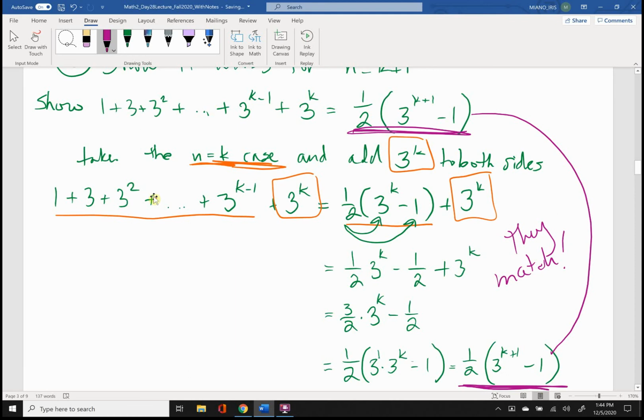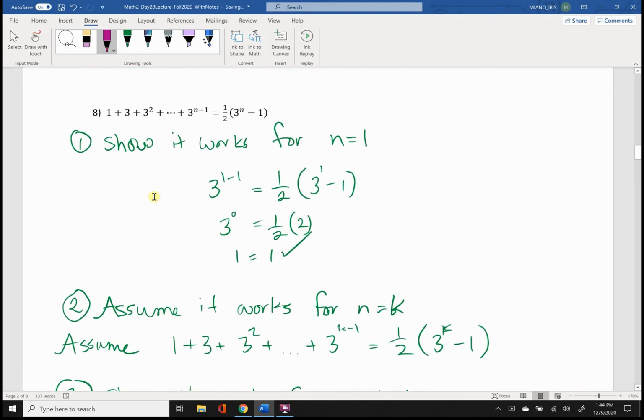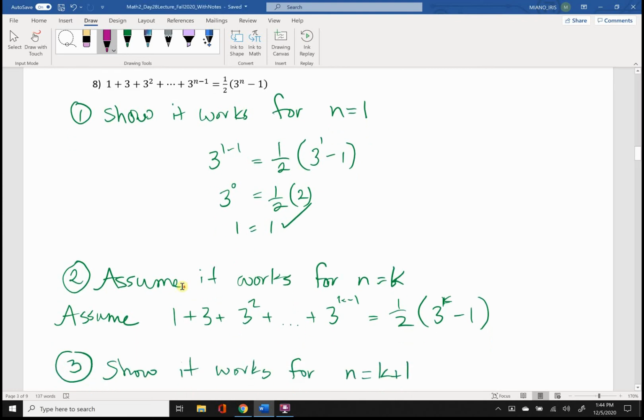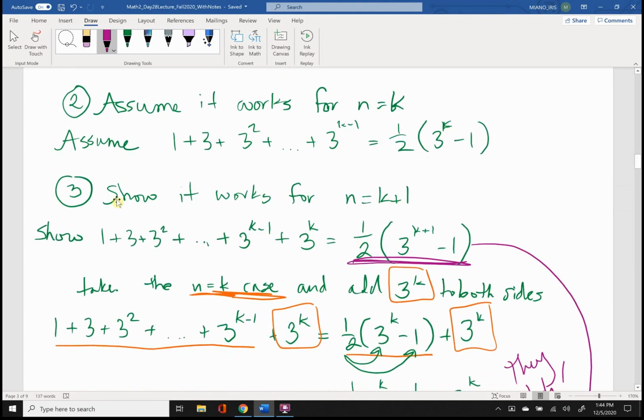Okay, so again, let me reiterate the process because it's kind of a lot. For any relationship that we want to prove using the principle of mathematical induction, we first want to show that the relationship holds for n equals 1. Then you assume that the relationship holds for n equals k. So just write down that same relationship that you were given, replacing all the n's with k's. We're going to use that. Then you want to show that this relationship holds for n equals k plus 1, the next iteration after that.